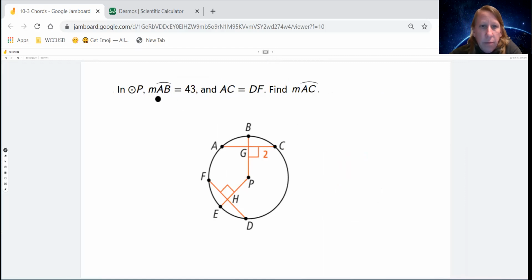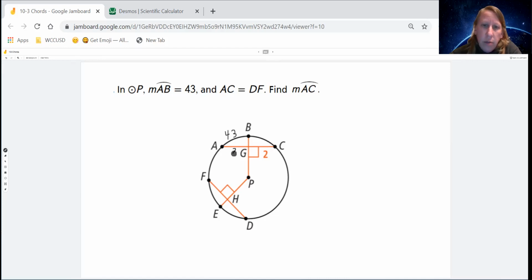Here's another math problem. If the measure of, hey, I've seen this one, but now it's asking me for something else. So if the measure of arc AB is 43, and we know that AC is equal to DF, find the measure of arc AC. Okay, well, that's here.